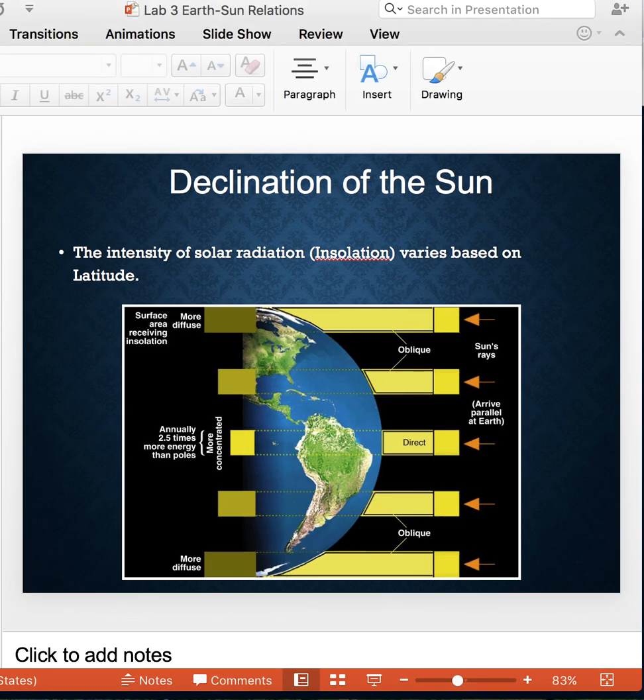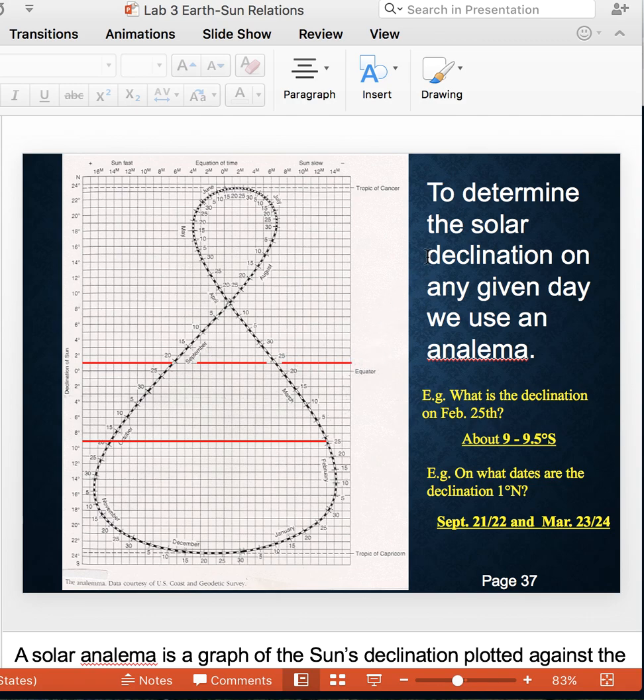Let's just make sure I've got everything covered in the lab. Okay, this is the analemma. I probably could have shown you this, but it's easier if I am in class with you. This is showing the declination of the sun, and you'll see this later. To determine the solar declination on any given day, we use an analemma. So what is the declination of the sun on February 25th?